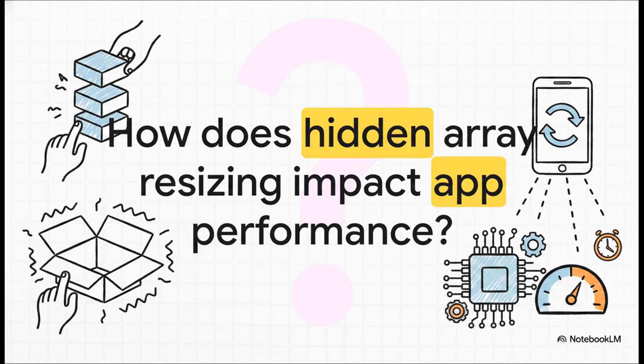So I want to leave you with one final, kind of provocative thought. How might relying on the hidden array resizing of stacks actually be impacting the performance of your own favorite apps right now? These deeply embedded, amortized data structures are silently dictating the speed and efficiency of modern software all around us. Definitely think about that the next time you effortlessly hit that undo button.